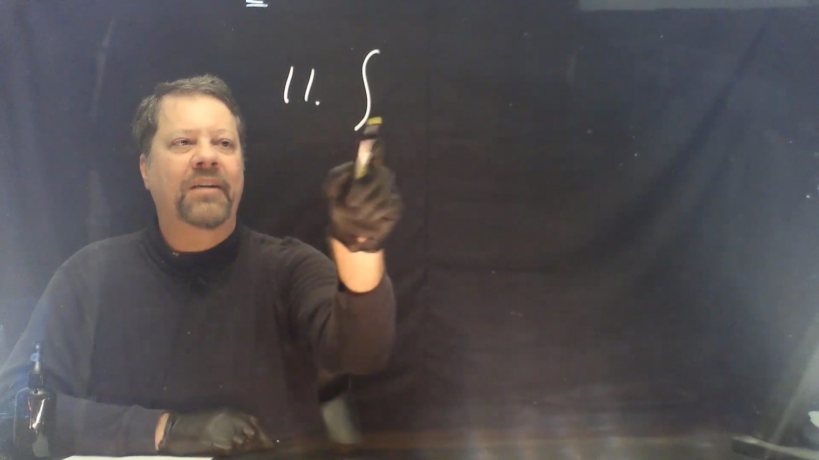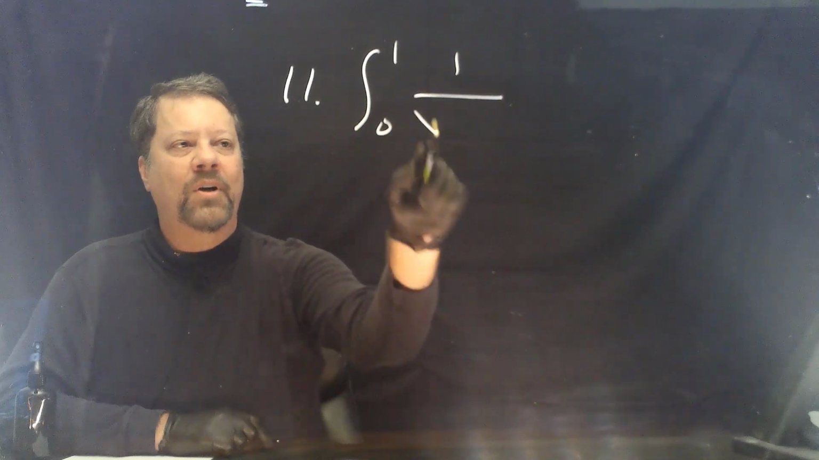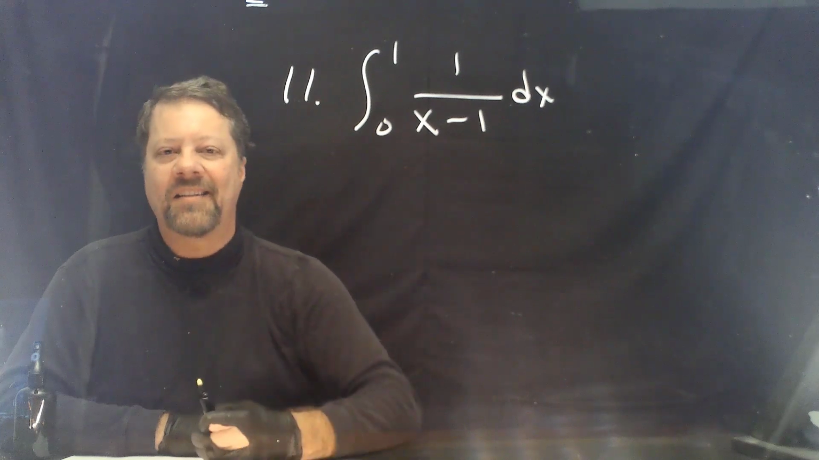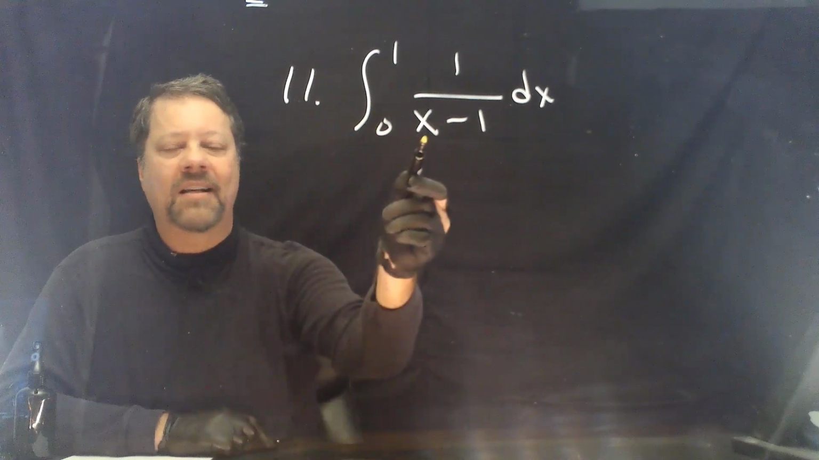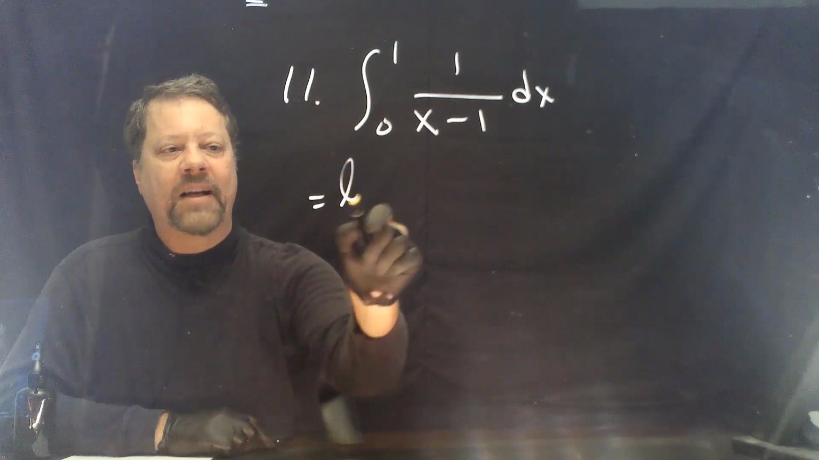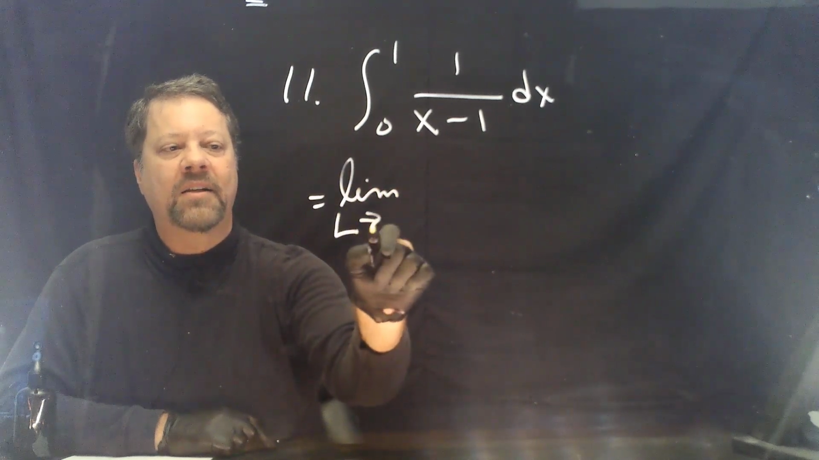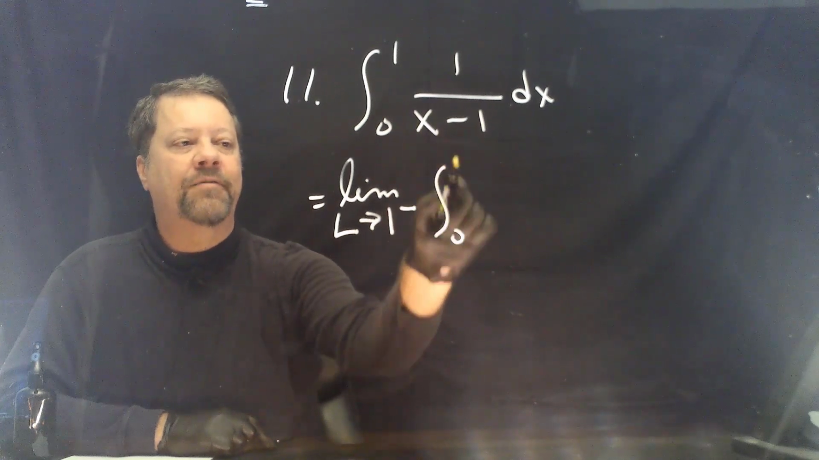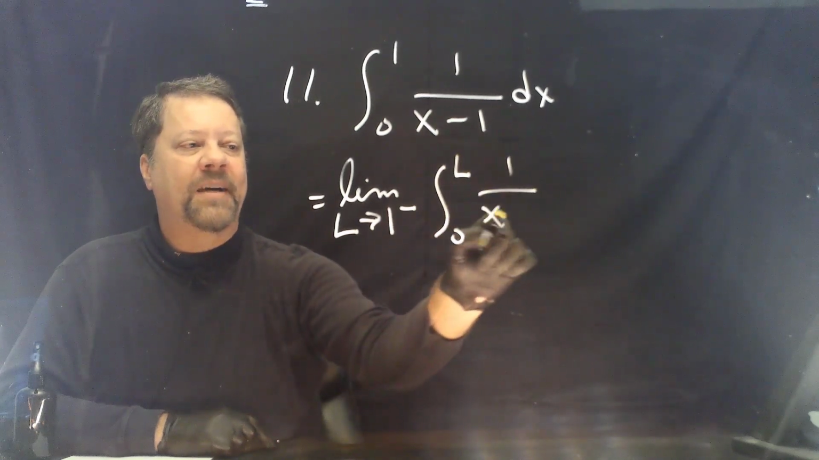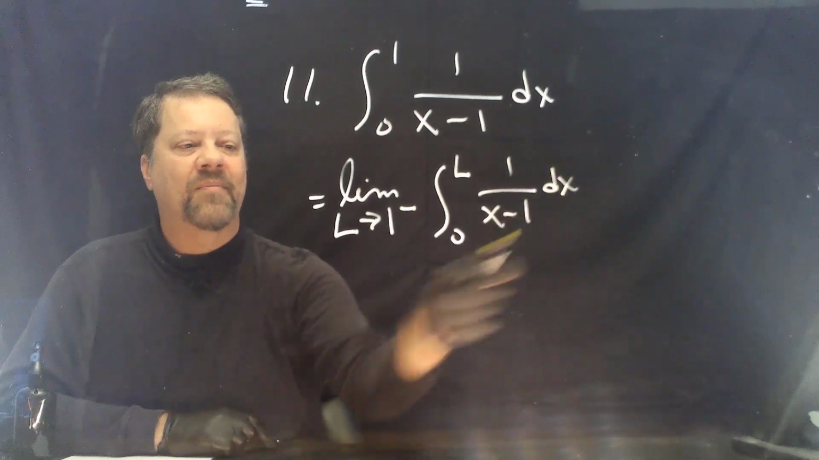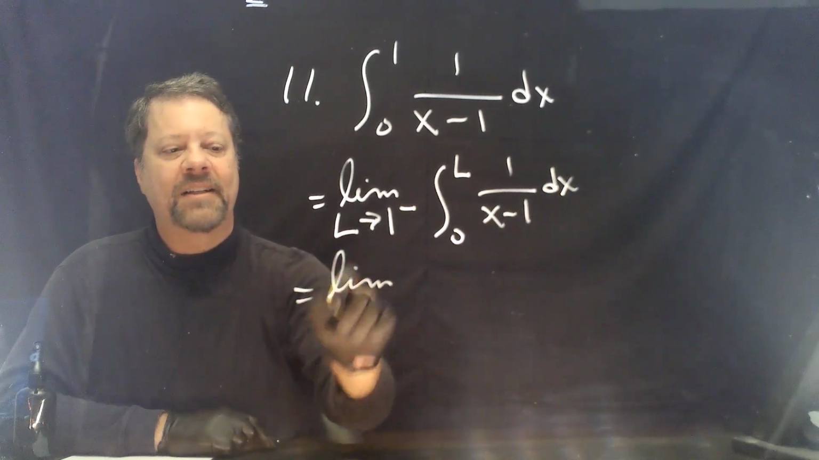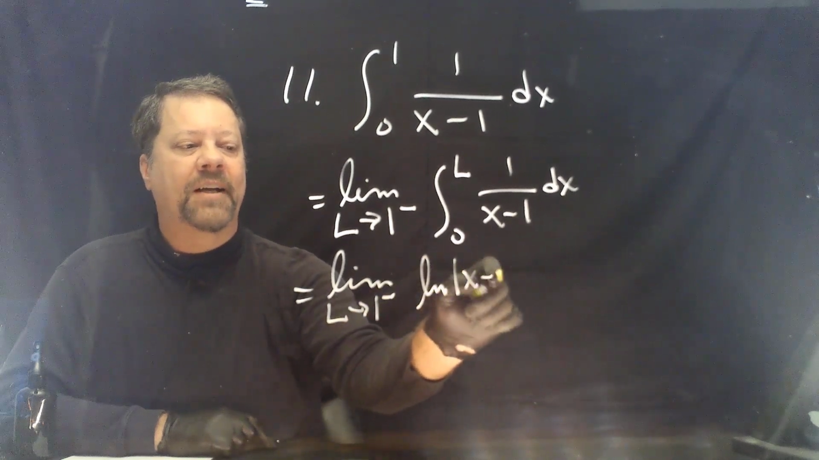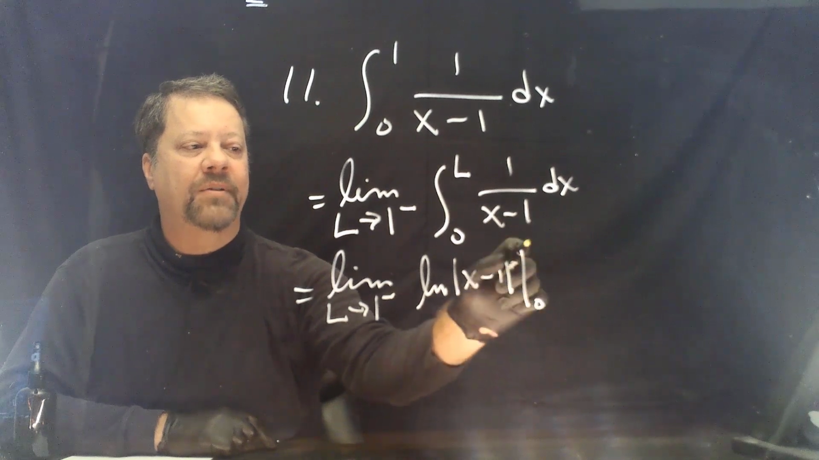On number 11, we're integrating from 0 to 1, 1 over x minus 1. Again, this is an improper integral because we have a discontinuity at 1. So we have to write this as the limit as L goes to 1 from the left, going up to the 1 here, integral from 0 to L, 1 over x minus 1 dx. So that's the limit as L goes to 1 from the left, log absolute value of x minus 1, evaluated from 0 to L.